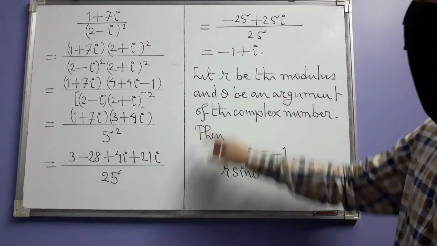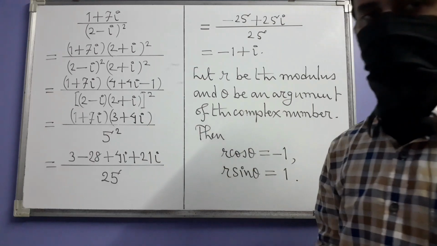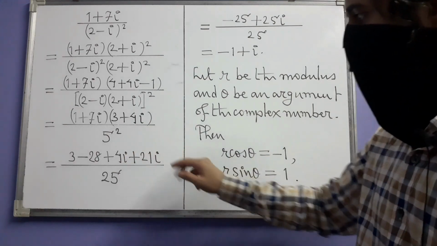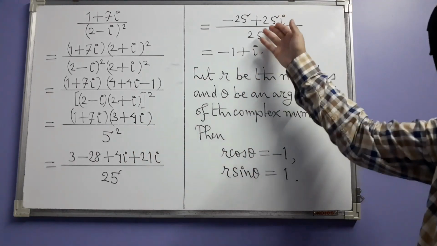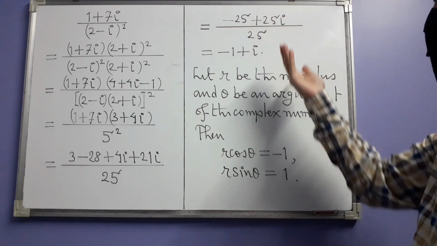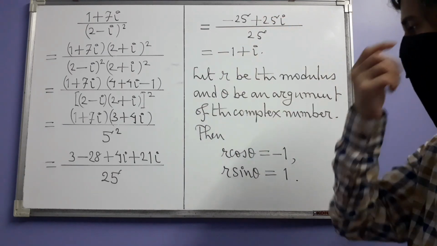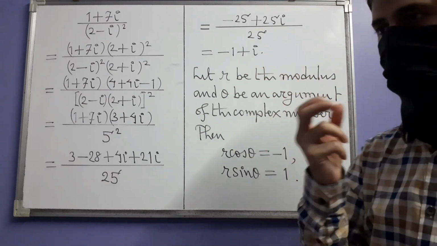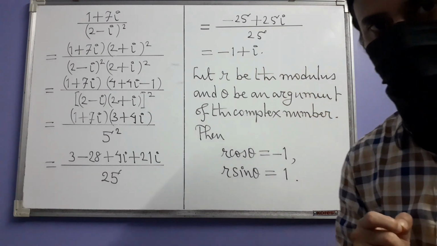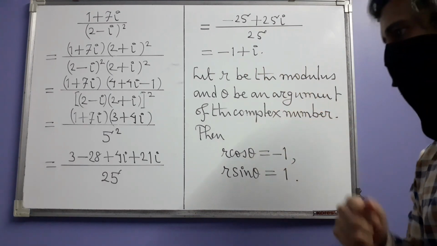So this becomes minus 25, because 3 minus 28 is minus 25, and 4i plus 21i is 25i. You see that very nicely 25 is vanishing and you are left with minus 1 plus i. So that is actually really how the complex number looks in its standard form. And now we do the usual procedure.